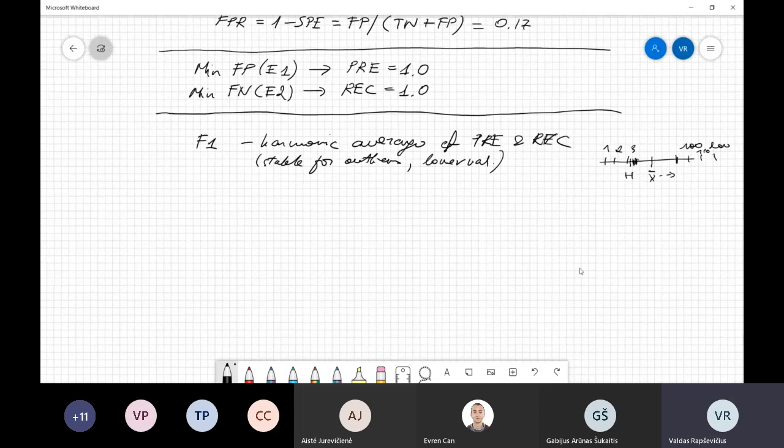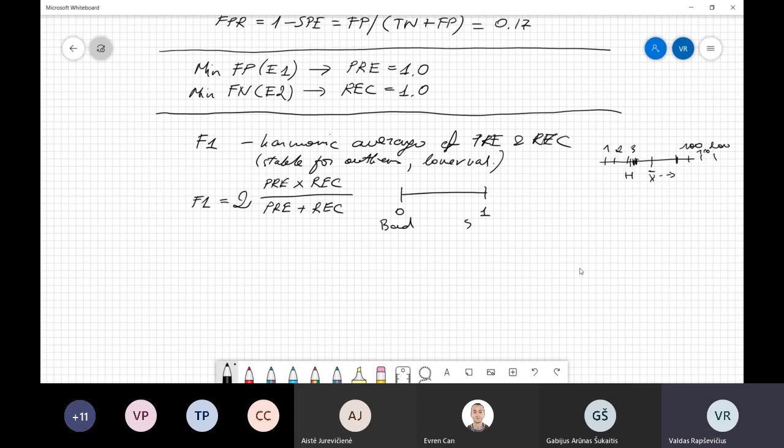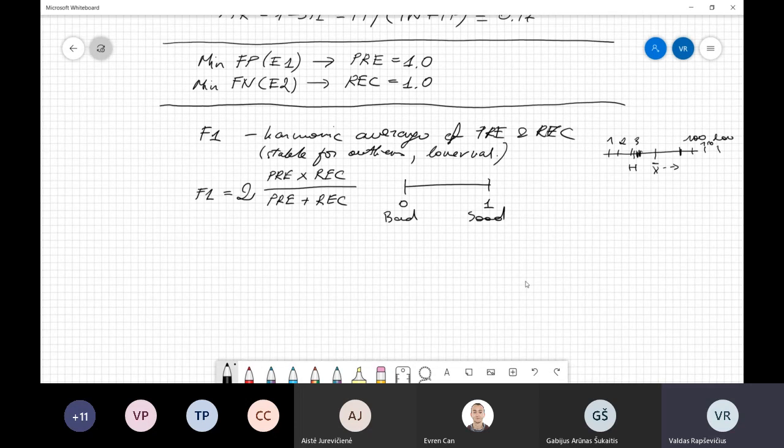Okay, so now the formula. F1 equals 2, and this is the harmonic average formula, precision times recall, divided by the sum of precision plus recall. And this F metric goes from 0 until 1, where 0 means bad and 1 means good, as usual for metrics, and you have some value in between, which basically favors both.